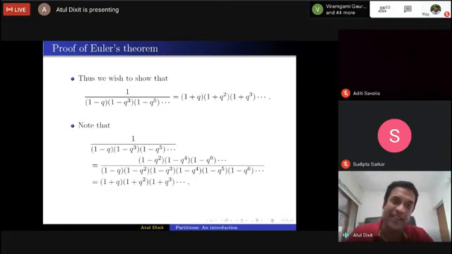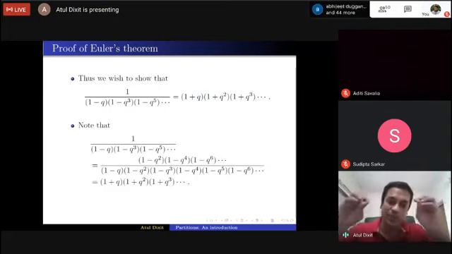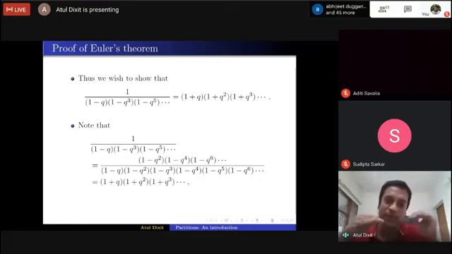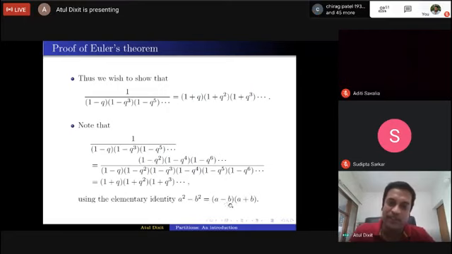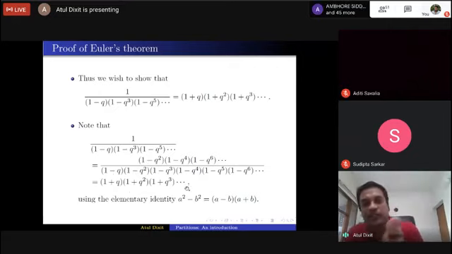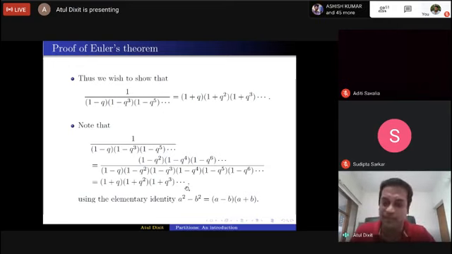So I start with the left-hand side, and I simply include the missing factors. I multiply top and bottom by 1 minus q square, 1 minus q to the 4, 1 minus q to the 6, and so on. And then in the bottom, I have 1 minus q. In the top, the first factor is 1 minus q square. So I just use the elementary identity a square minus b square is a minus b times a plus b. So here, I cancel the 1 minus q, so I get 1 plus q. When I cancel 1 minus q square, I get 1 plus q square, and so on. So that gives me the right-hand side, and that proves Euler's theorem for all natural numbers and all at once.